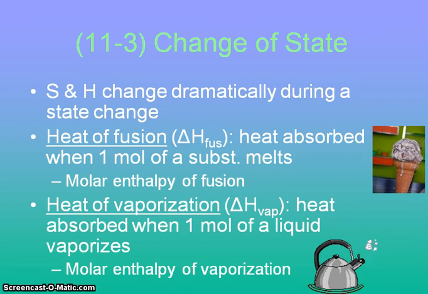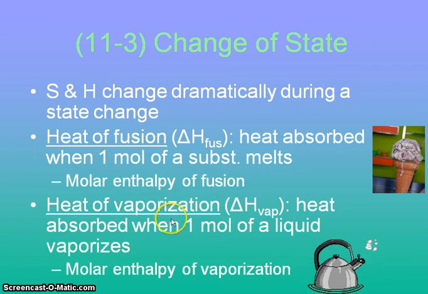Heat of fusion is represented by delta H and then FUS as a subscript. That means that's the heat absorbed when 1 mole of a substance melts. It's also referred to as the molar enthalpy of fusion.